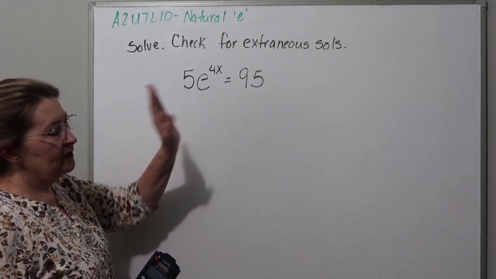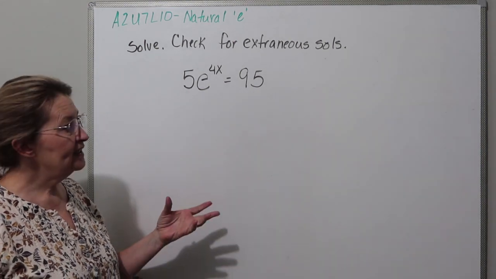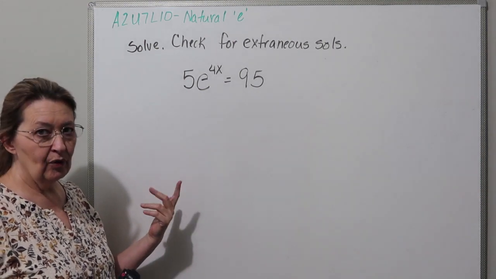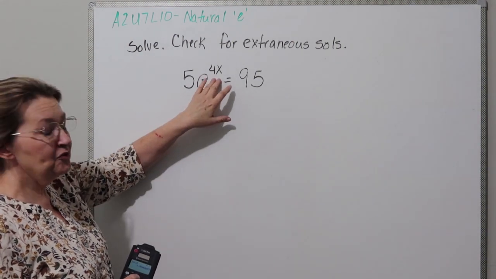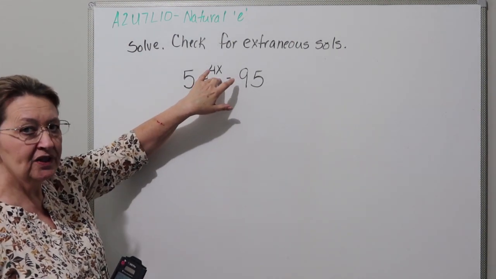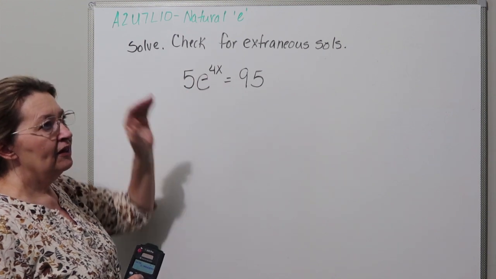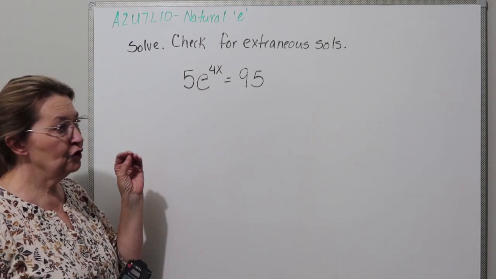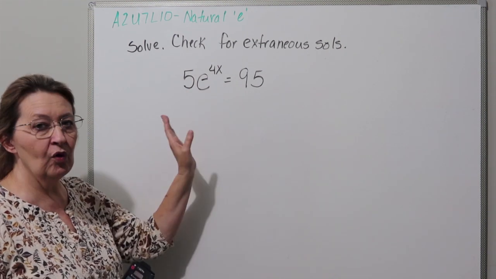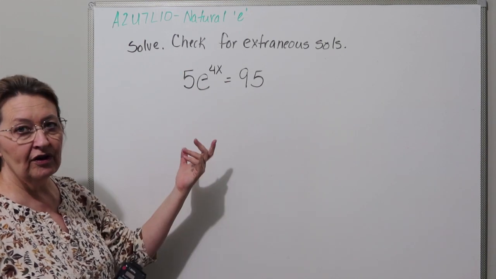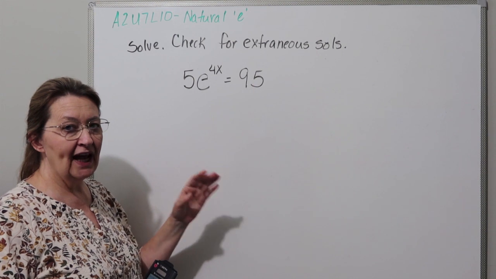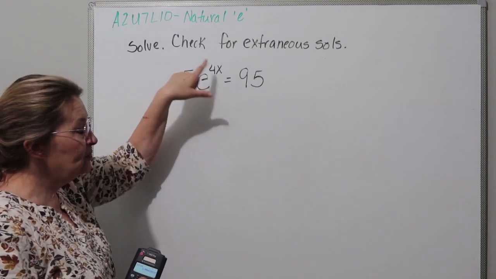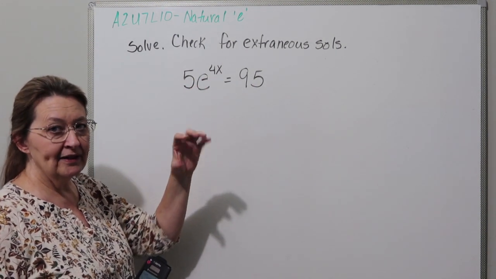Okay? And one last problem here. 5e to the 4x is equal to 95. I see that I have an exponential problem. How do I know that? Well, I have a base that's a number and I have an exponent that has a variable in it. When you see that variable exponent, that is going to be an exponential, and your best bet, unless you can do a one-to-one, is to convert this to logarithms. Now, before you convert it to logarithms, simplify it as much as possible. You want the exponential part to be all by itself.